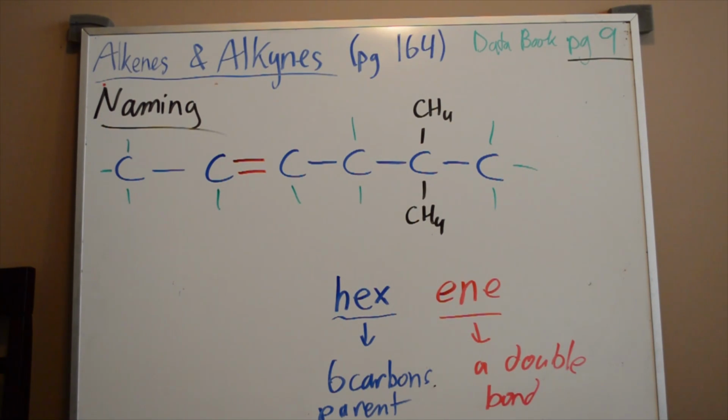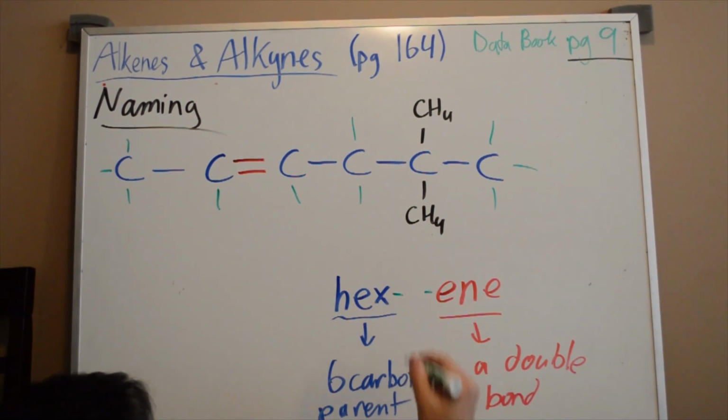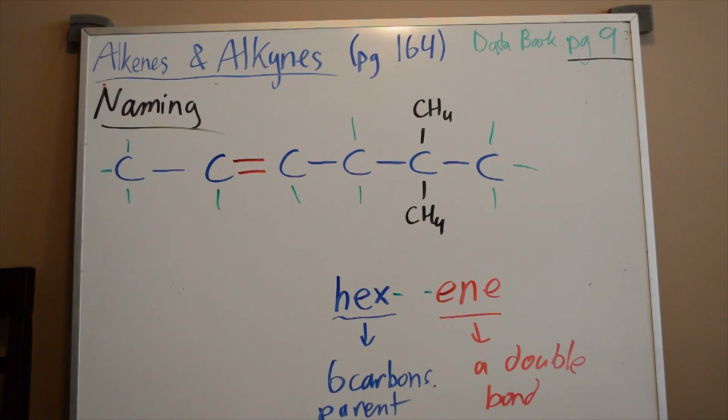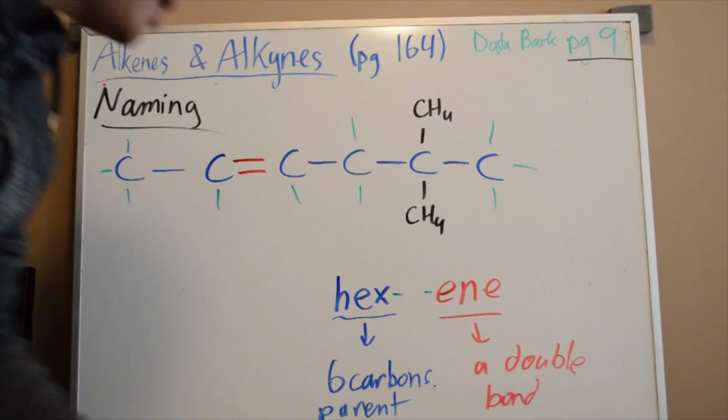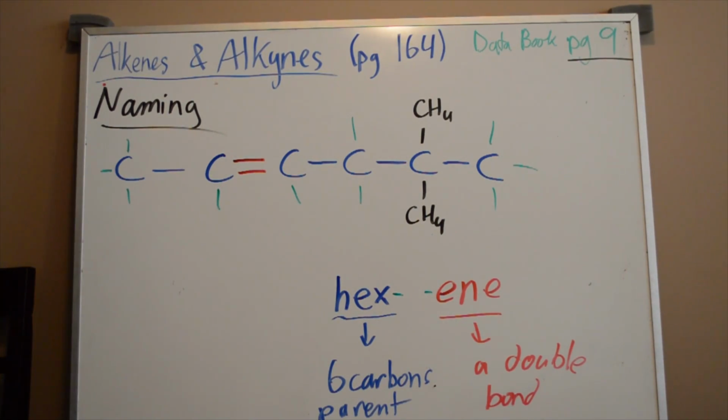Now, you might remember from earlier in the lesson, we can't just call this hexene, because for molecules larger than propene, like butene, pentene, hexene, we need a number between the hex and the ene part to tell us which carbon the double bond is on. I'm going to show you the wrong way first and then the right way.